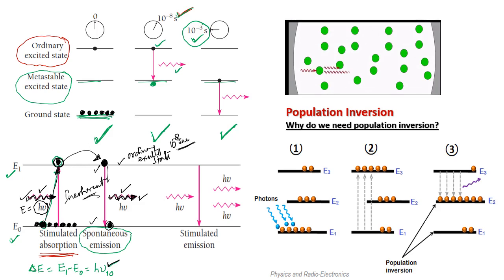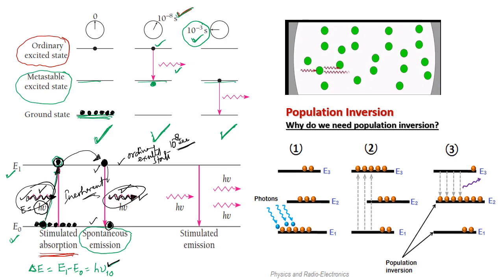Incoherent means they are not in phase with each other. There is no relation between this photon and this photon. So this is another process, spontaneous emission, in which the atom which was already in the excited state, after spending a time of 10 to the minus 8 second, spontaneously decays to the ground state, and in the decaying process, it emits a photon of energy equal to the energy difference between the upper energy and the lower energy. This process is known as spontaneous emission.